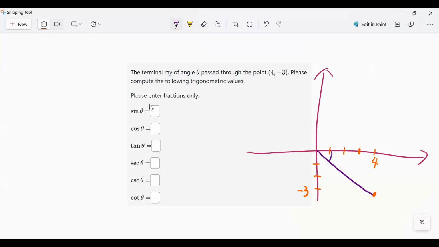Now you form an angle right here, theta, right? Now you know that you're going to draw this to form a right triangle here. So this has a right triangle, and we can use the Pythagorean theorem. So this is 4 units, right? And this is -3 units.